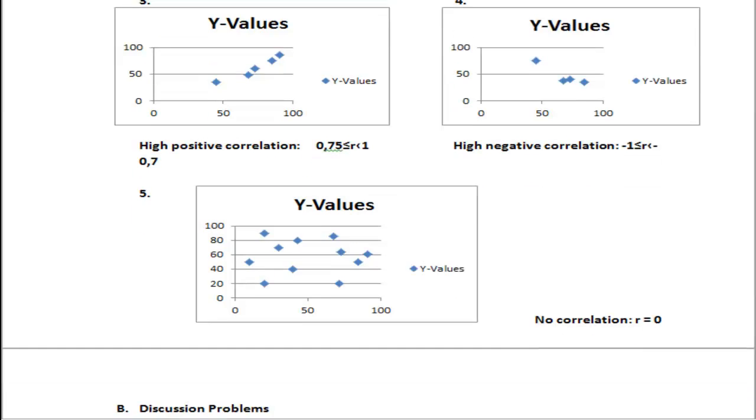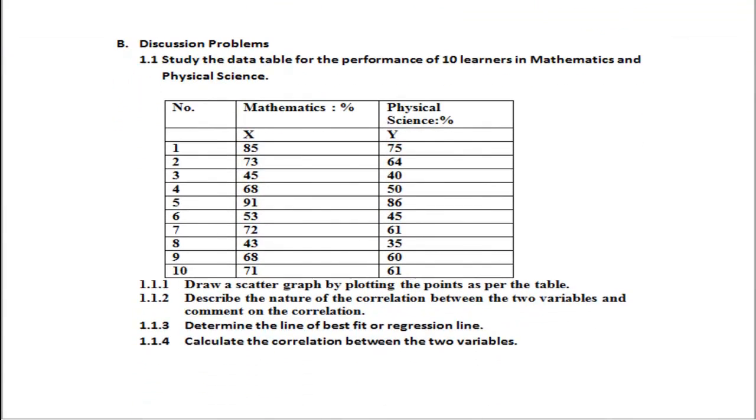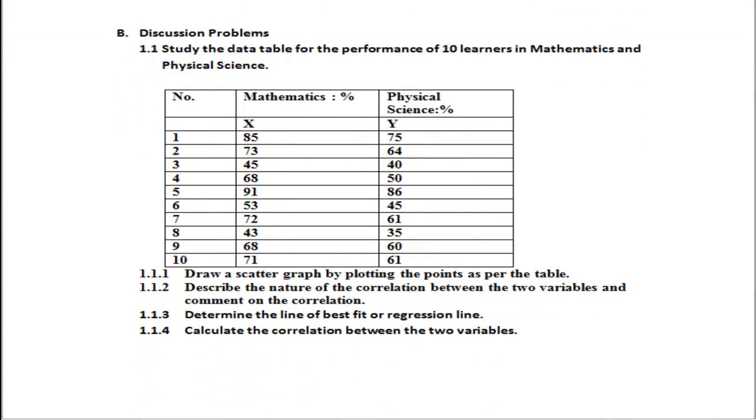Now remember, when you're saying negative correlation, it means that when one of them is going up, then the other one has the opposite effect, more or less.